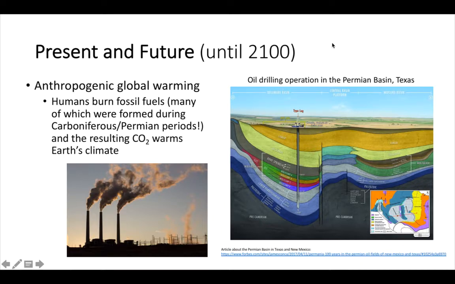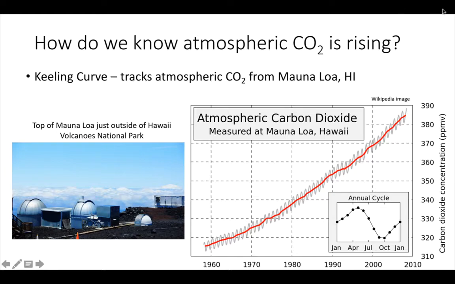So there's a cool comparison with a national park on how we actually know global warming science and how we know that atmospheric CO2 in the atmosphere is rising. This is from a famous graph called the Keeling curve. I want you to know the name Keeling curve. It is a graph that tracks the atmospheric carbon dioxide from Mauna Loa, Hawaii. So here's where the connection to national park comes in.